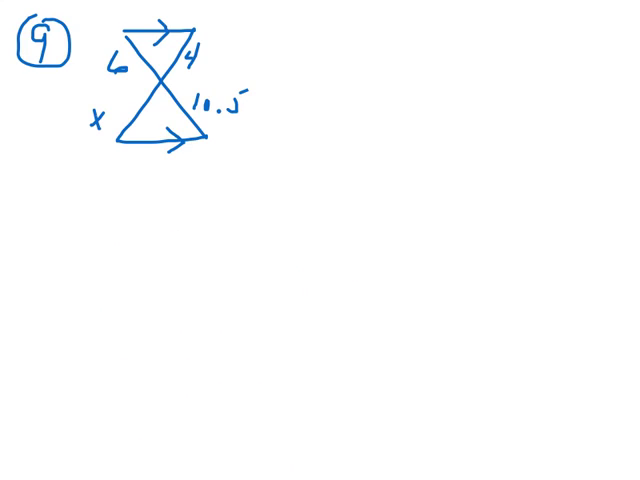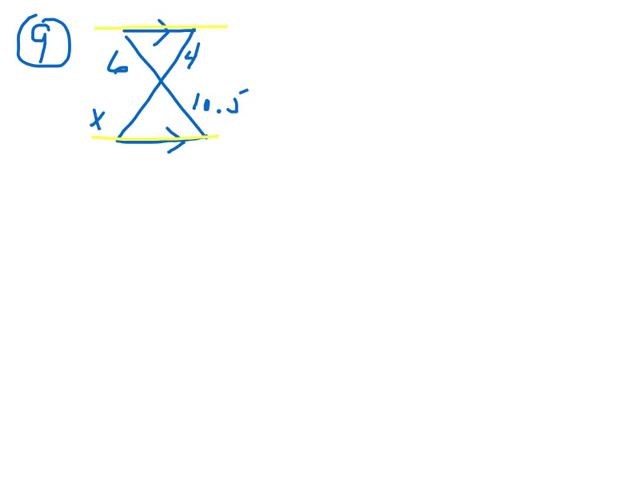Okay, so let's look at this one. Now this one's a little tricky. You got to pay attention. You've got these parallel lines right here. So if you think about it, if I'm trying to match up what parts of these triangles go together, you might be tempted to think that 6 matches up with x, but it doesn't. Here's what we have to do.